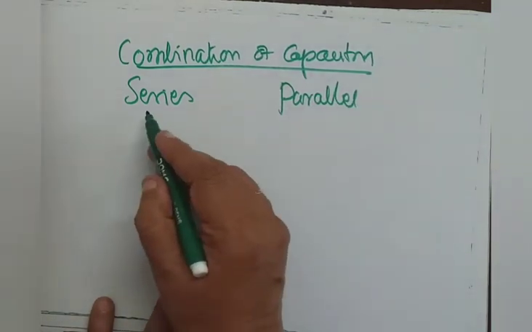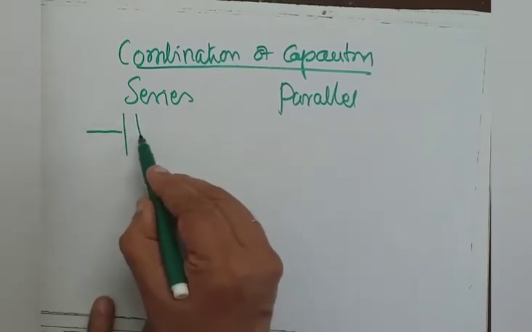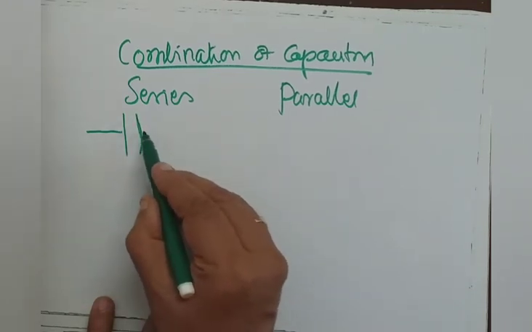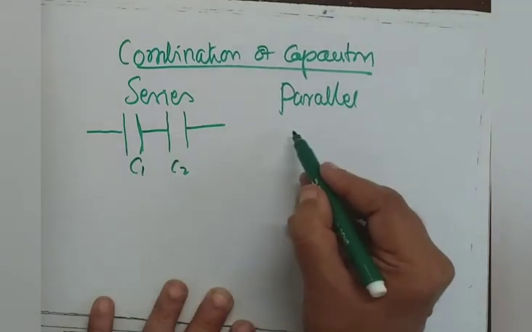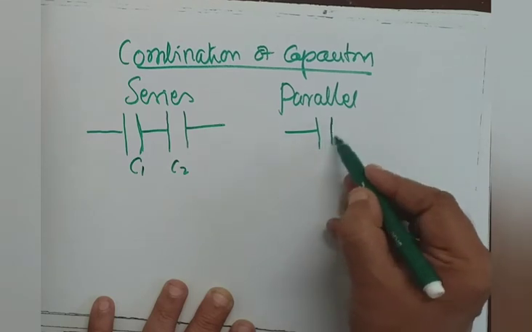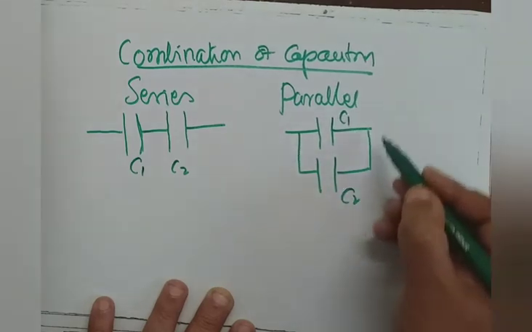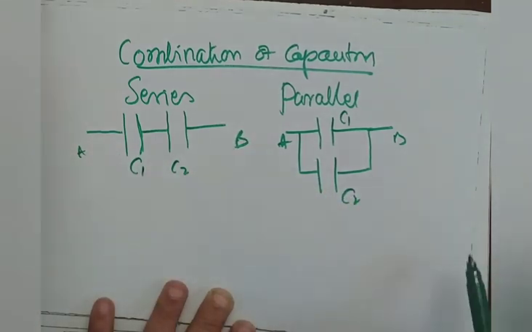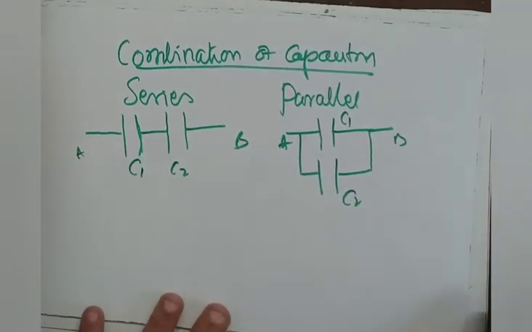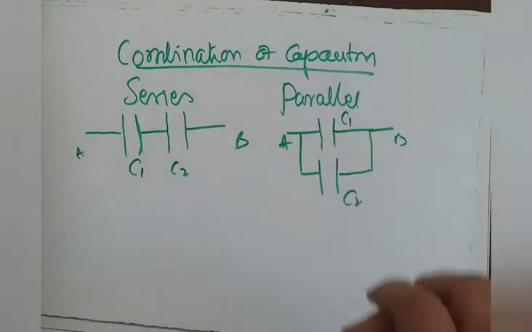Series means that if we imagine two or more capacitors, say these two, they are connected end to end like this. This is C1, C2. In parallel, two capacitors are connected like this, C1, C2, between the same two points, A and B. So series means the capacitors are connected end to end like this, and parallel means capacitors are connected between the same two points A and B.